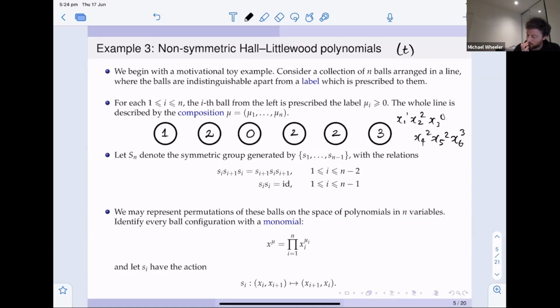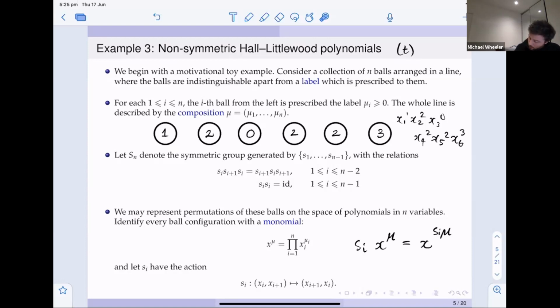Okay, so that's the monomial that I would associate with that configuration. And then the action of the symmetric group is just effected by letting the s_i permute the two variables x_i and x_{i+1}. So clearly, if I act with s_i on x^mu, then I will get x^{s_i mu}. And this is just doing the obvious thing, it's just permuting the ith and the (i+1)th part of that composition. Okay. So a very simple example, but this is really the motivation behind the non-symmetric Hall-Littlewood polynomials.